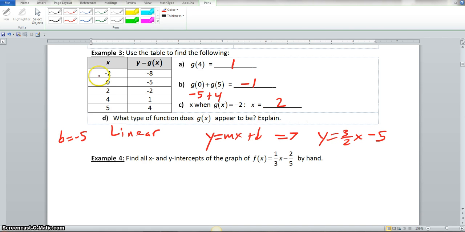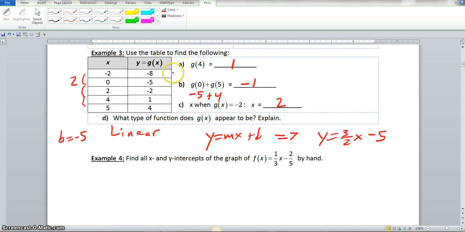Okay, now if we look, we have our rise, which is here, and this is our run. With our run, if you notice, everything is going up by 2s. So we know this is 2, so that's our denominator of 2, because negative 2 to 0 is 2, 0 to 2 is 2, 2 to 4 is 2, and so on. So our run is 2.